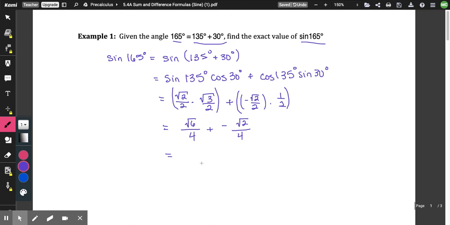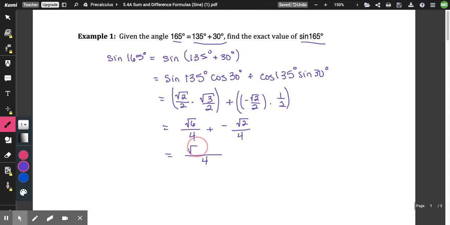So now I have to add fractions together, which means I do have to have the same denominator. And these two actually already have the same denominator, so I can go ahead and just write that down. And then do whatever it says with the numerators. So it says root 6 plus negative root 2.